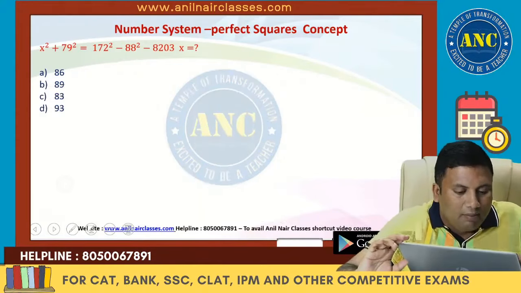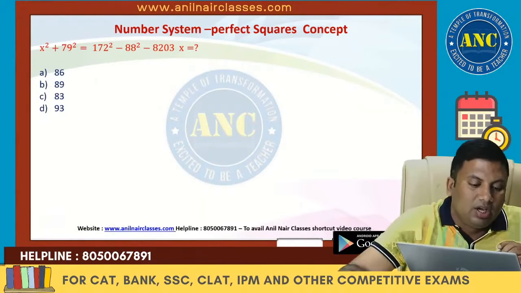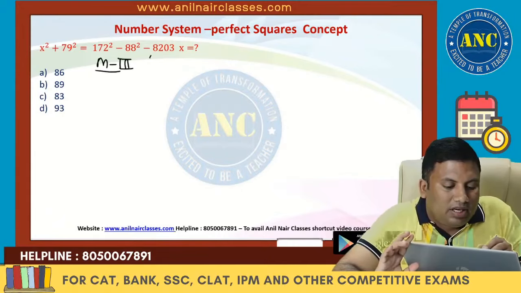Method number 3. Method number 1 is the number tree logic. Method number 2 is the unit digit logic. Method number 3.